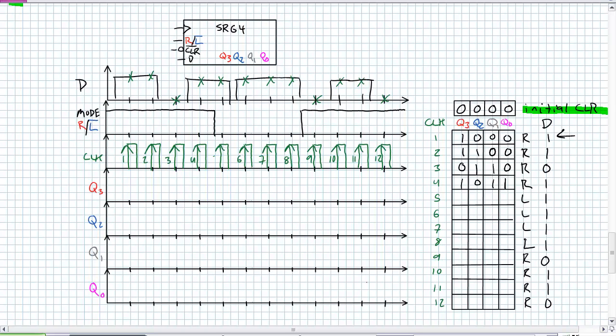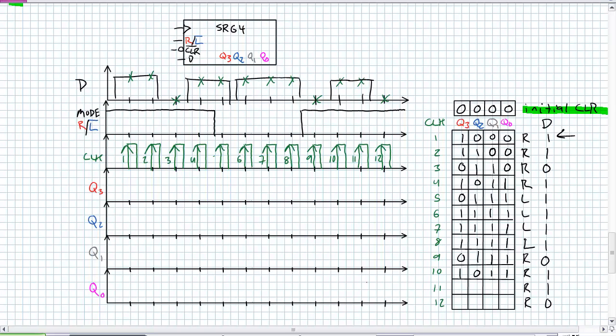Fifth clock pulse, we shift left. Q0 goes to Q1, Q1 goes to Q2, Q2 goes to Q3, the 1 is shifted out. What is shifted in? What's the D input? At the fifth clock pulse, it happens to be a 1, and it's assigned to Q0, 1. So now go ahead and shift over left in this particular case, shift in a 1, shift over left, shift in a 1, shift over left, shift in a 1, shift right, shift in a 0, shift right, shift in a 1.